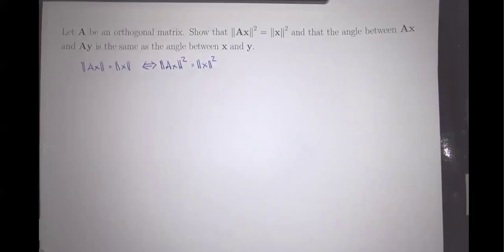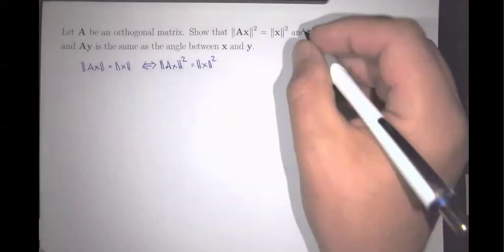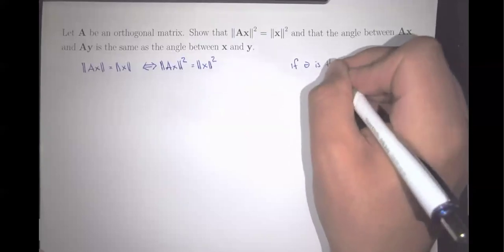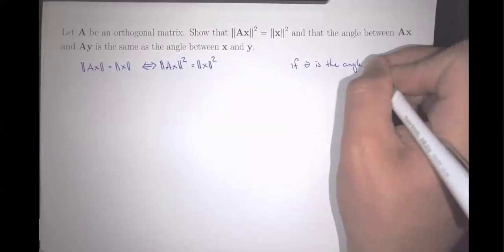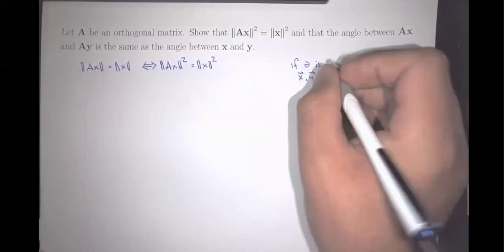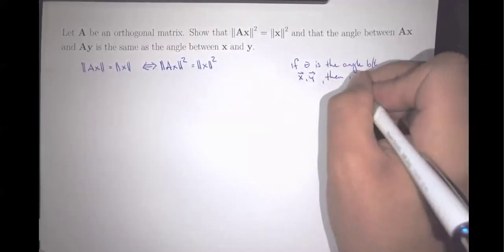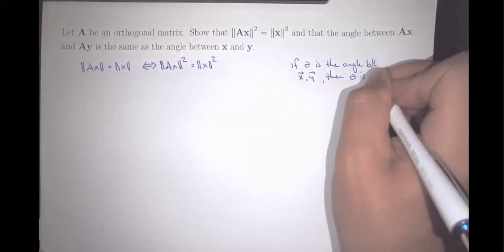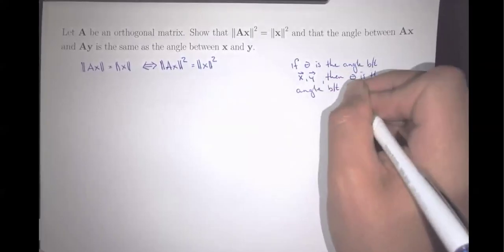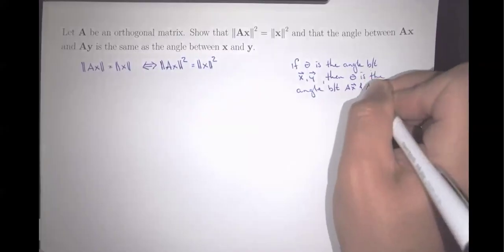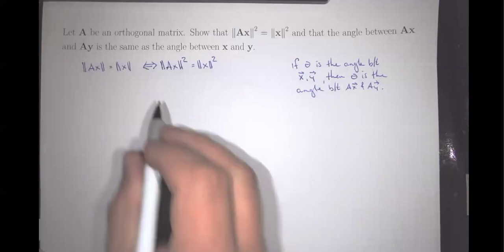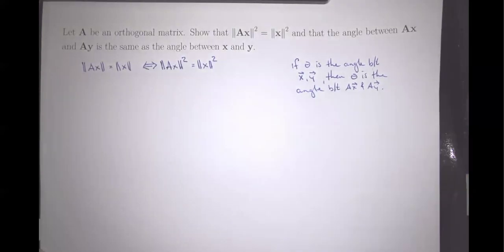And the second thing is that if theta is the angle between X and Y, then theta is the angle between AX and AY. Right, so the orthogonal matrix will preserve the length and it'll preserve the angle.